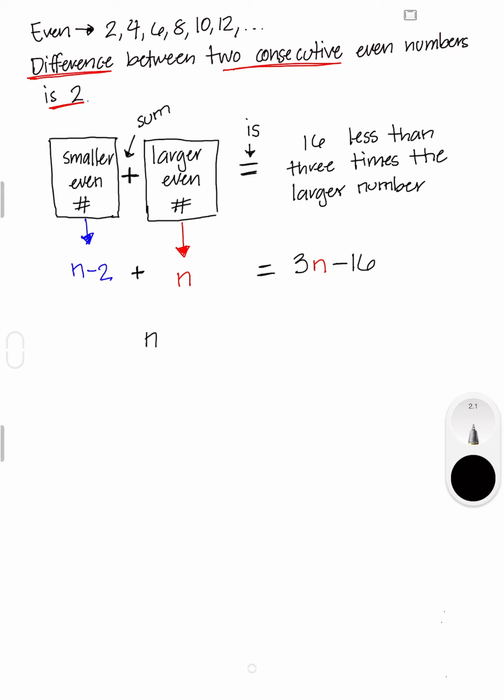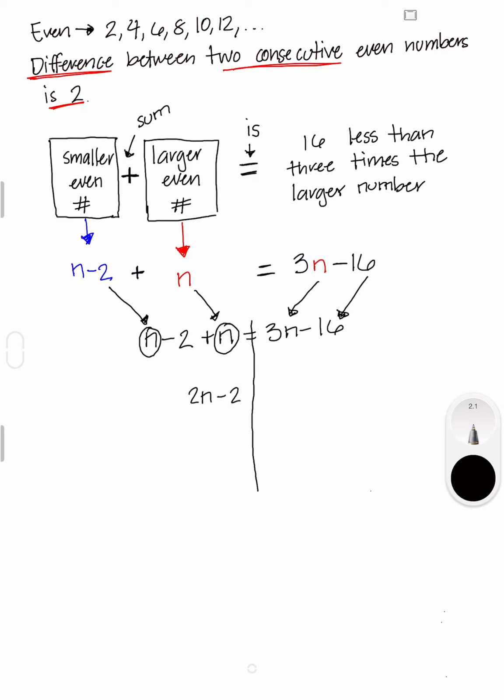Now from here, I'm going to go ahead and rewrite it. So n minus 2 plus n equals 3n minus 16. And I can go ahead and solve for my variable n in order to find out what is the larger integer. So I'm going to go ahead and draw my line that goes through the equal sign. I can see that on my left side, I can simplify it by combining my n values. This is going to give me 2n minus 2 equals 3n minus 16.